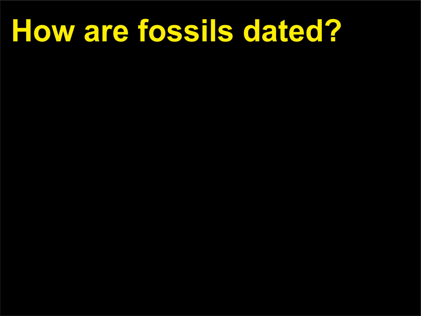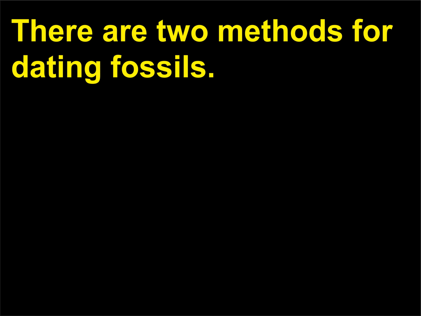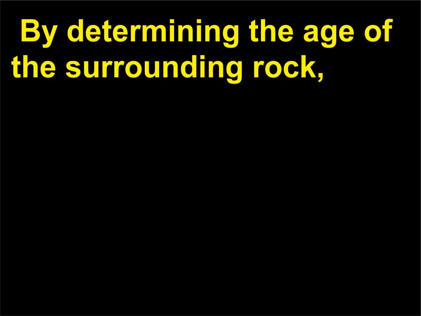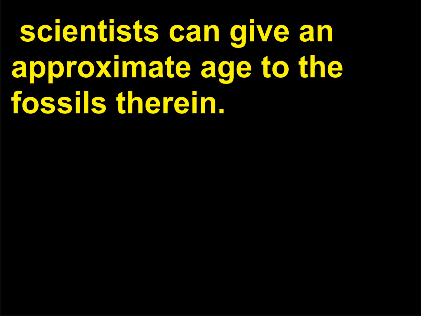How are fossils dated? There are two methods for dating fossils. The first is known as relative dating. By determining the age of the surrounding rock, scientists can give an approximate age to the fossils therein.